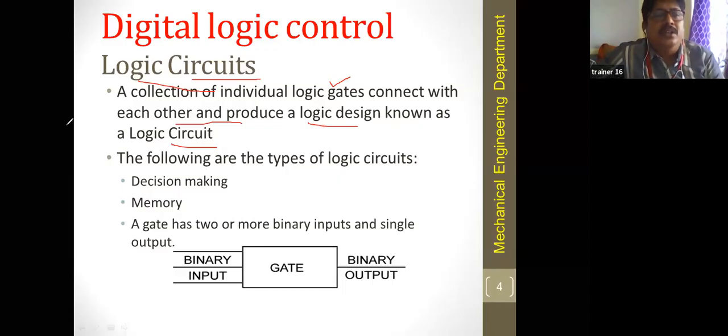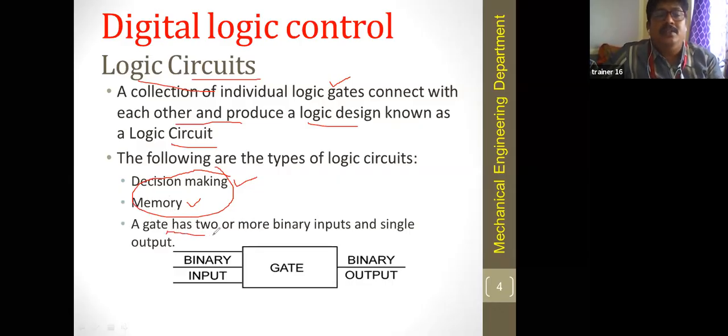Here, these are the types of logic. That is the logic circuit, that is digital logic circuits. These make the decision making and memory, and these are the two main functions. These logic circuits make the decision making. These gates will make the decision making, and memory also.